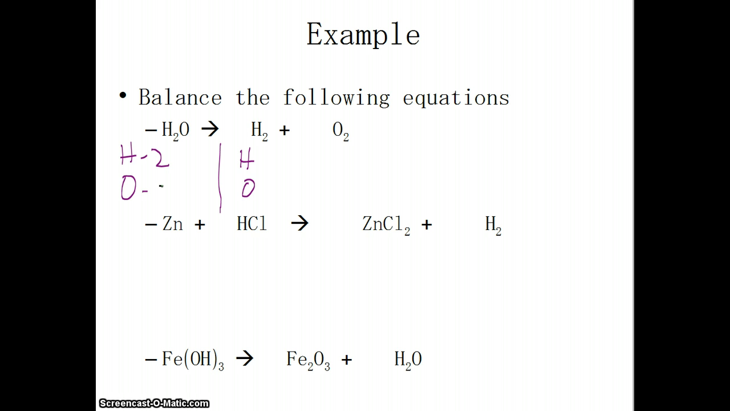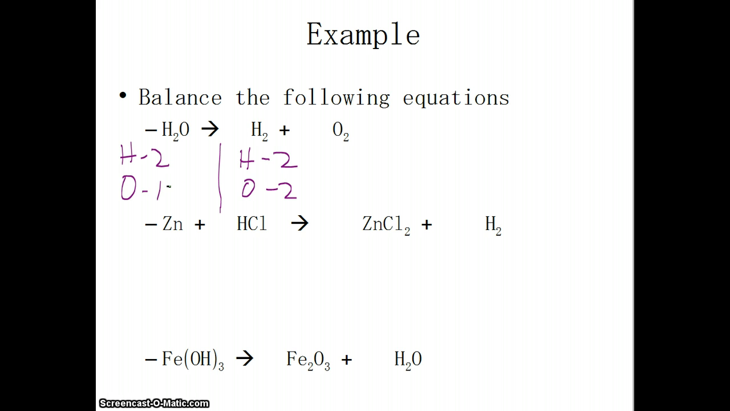Well, we have 2 hydrogens here and 1 oxygen there. And then for here we have 2 hydrogens and 2 oxygens. So this right now does not balance out. So we can only change the coefficients. That means we can only put numbers in front to change.